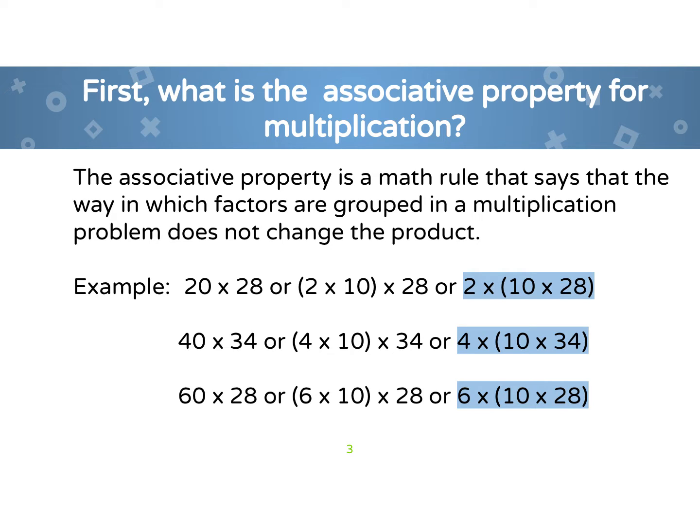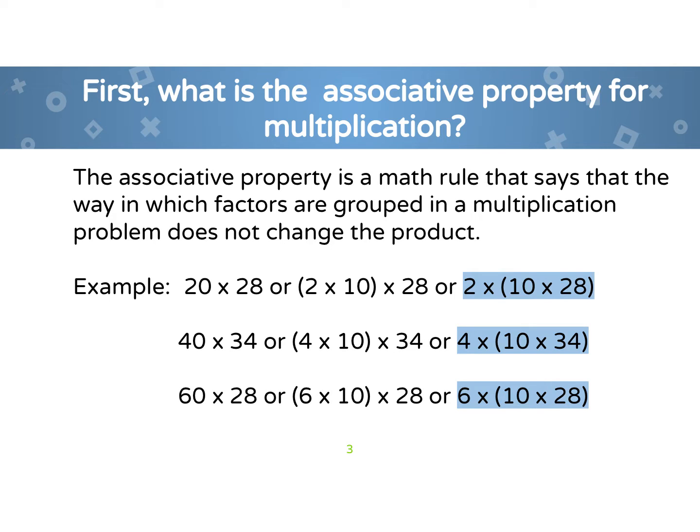So, for example, 20 times 28, we could also write that as break apart the 20, 2 times 10 times 28. Or we could break it apart another way: 2 times, and then what's in parentheses is what you multiply first, 10 times 28. So take a look at these three examples of the associative property.